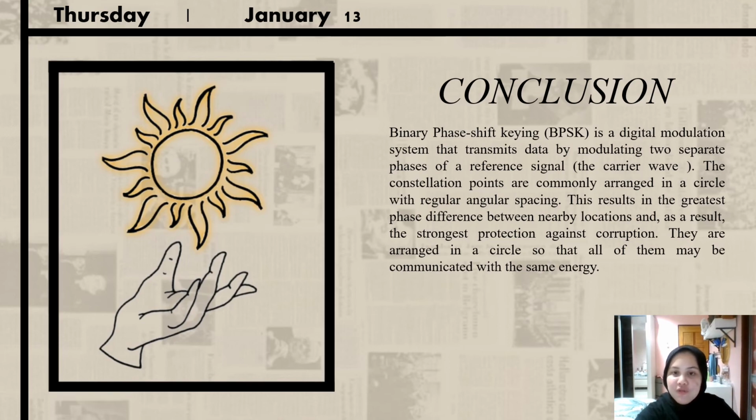So, binary phase shift keying (BPSK) is a digital modulation system that transmits data by modulating two separate phases of the reference signal, the carrier wave. The constellation points are commonly arranged in a circle with regular angular spacing. This results in the greatest phase difference between nearby locations and, as a result, the strongest protection against corruption. They are arranged in a circle so that all of them may be communicated with the same energy.